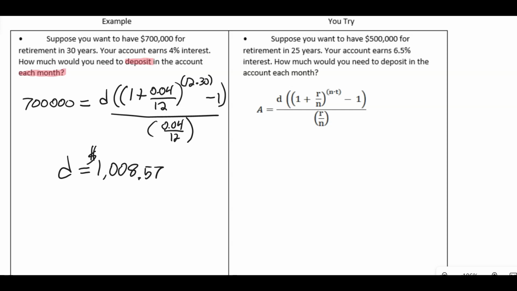So go ahead and work out the right side as you pause the video and see what you would get. So what you should get is $667.70. All right, I hope this helps.